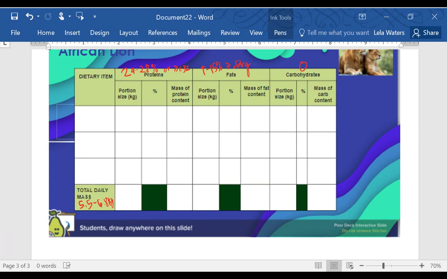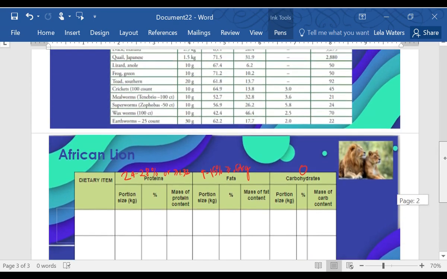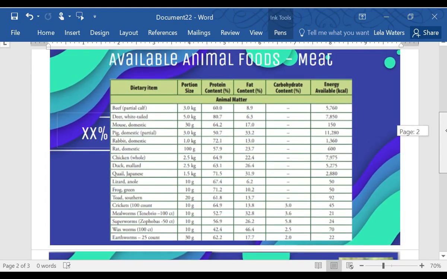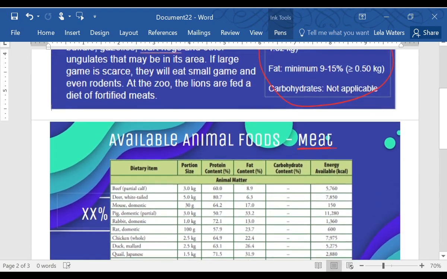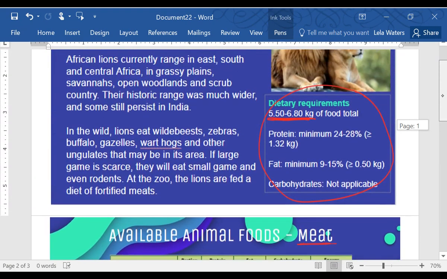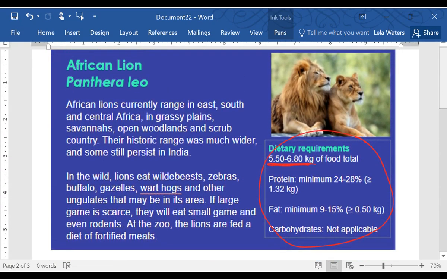Where do I go to get the options for the lion? That is back to this table that's got all of my options. And I'm specifically going to look at the meat table. There's one for meat and there's one for plants, but I know that lions are carnivores. If you're not sure if your animal is a carnivore or not, you can look at the species information slide for them and you can see what they eat.